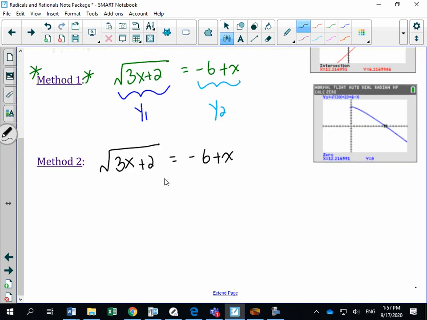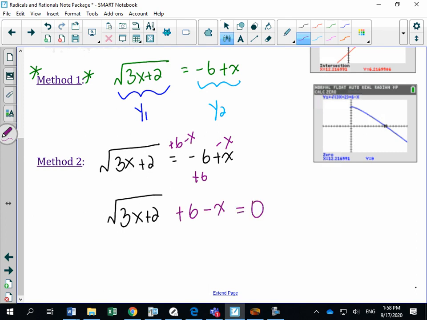So I'm going to keep the radical where it is. I'm going to add 6, and I'm going to subtract the x. So I'm going to bring the 6 to the left and the x to the left. What I would get is the square root of 3x plus 2. If I add 6 to both sides, I'd get plus 6 over here. And then I'm going to subtract x from both sides, and I would get minus x. And then I have that equal to 0.